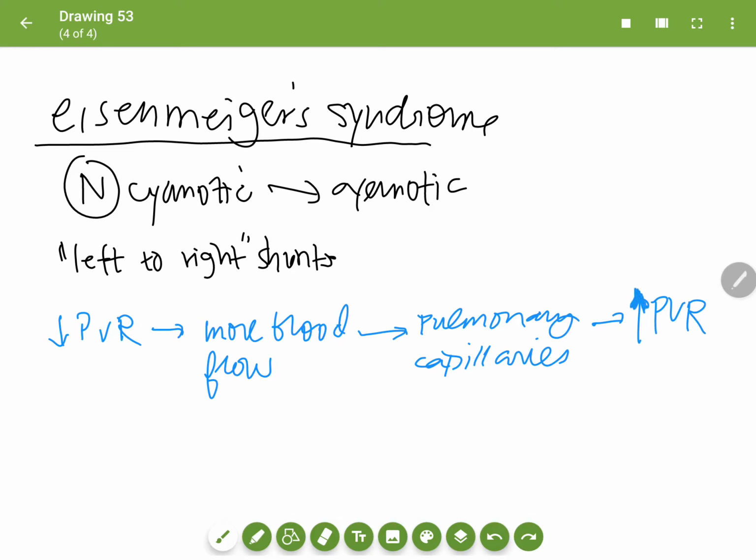And as a result, something that was a left to right shunt can either present simultaneously with a right to left shunt or completely become a right to left shunt. And that's a dilemma you run into especially with the VSD and the ASD.